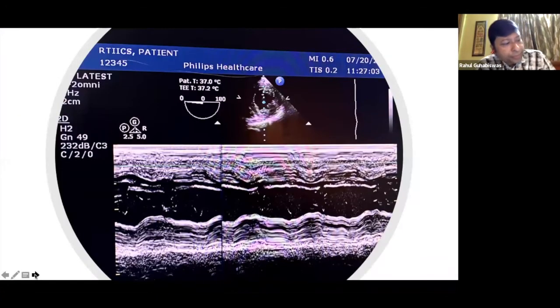M mode. Here, only one scan line is utilized and the signal is recorded in brightness mode against time. What is the use? M mode is ideal for imaging of rapid cardiac function.